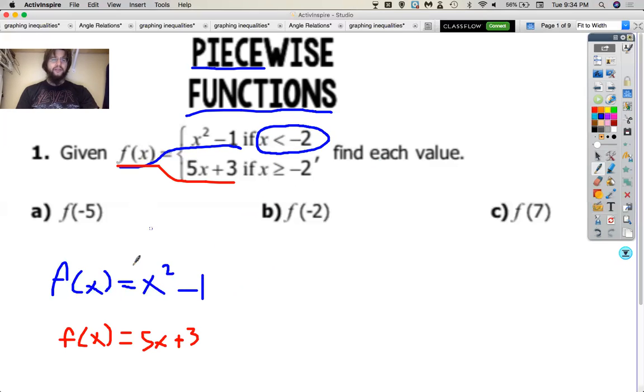Our y value, our function looks like this thing, which if you look at it, that's the quadratic. It's got x squared on it. Now, if x is greater than or equal to negative 2, we use this thing. Well, that's a line. It's a positive 5 slope and a y-intercept of 3.